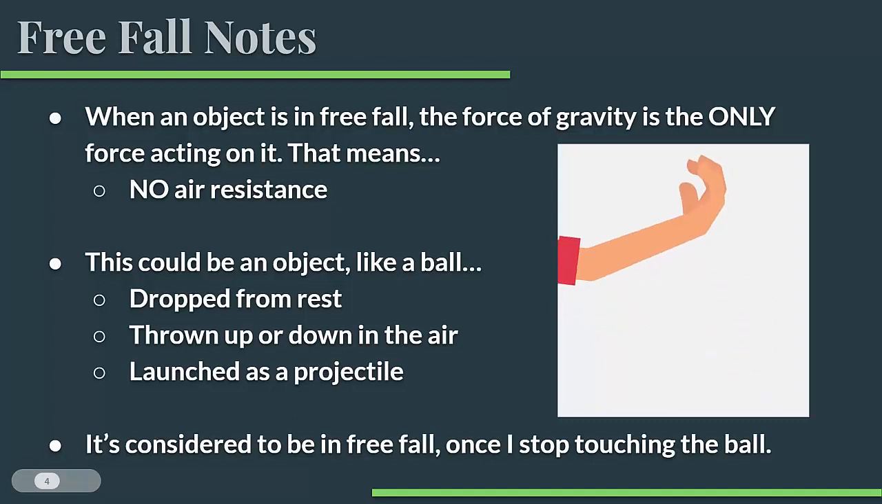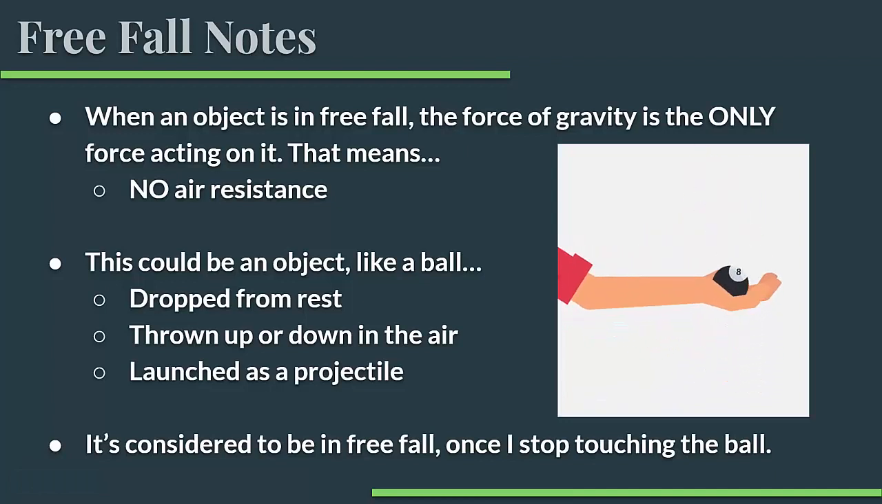For today's notes, we're going to talk about free fall. When we talk about objects in free fall, we are saying that the only force acting on these objects is the force of gravity. That means that if we're dealing with an object in free fall, we are going to neglect things like air resistance. We're assuming there's no air that would cause an object to move any differently.